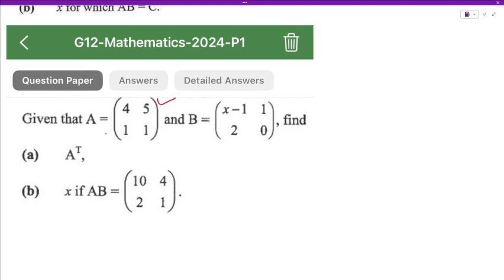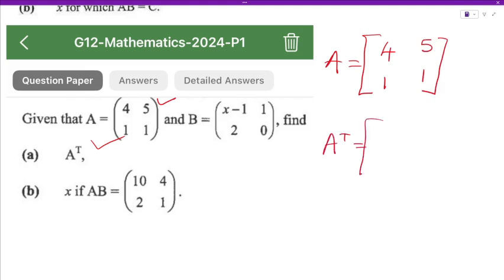We're told that matrix A is this one, find the transpose. So our A is equal to 4, 1, 5, 1. To find the transpose, we're going to swap the rows with the columns. What is the first row? The first row is this one, 4 5, becomes our first column, 4 5. What is our second row? It is 1 1, it becomes the second column, 1 1. 1 mark. We are done.